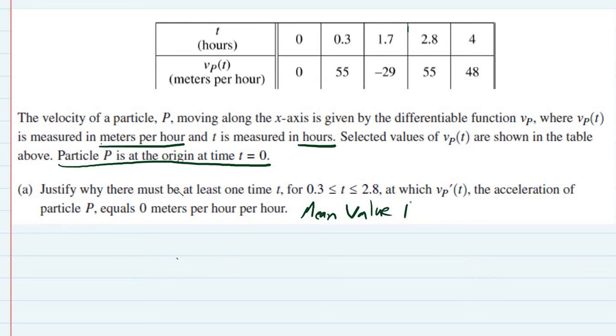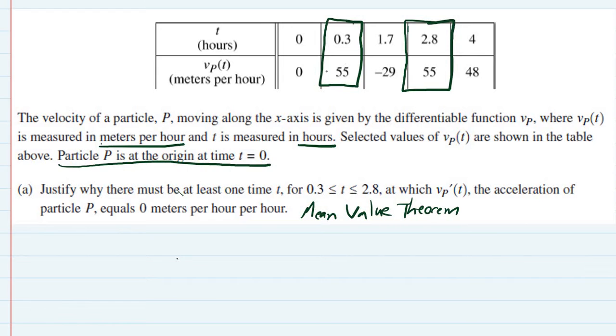The mean value theorem tells us that if I have a function that is continuous over the closed interval and differentiable at all of the interior points over the interval, it means that for any interval, there is at least one point in the interval where the instantaneous rate of change will equal the average rate of change over that interval. Well, applied to this problem, since we're talking about the interval from 0.3 to 2.8, we're talking about the velocity at 0.3 hours, the velocity at 2.8 hours.